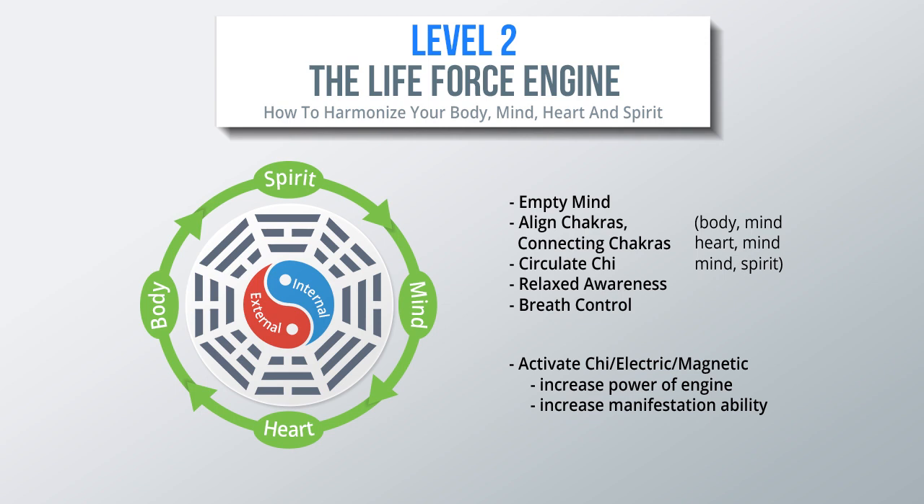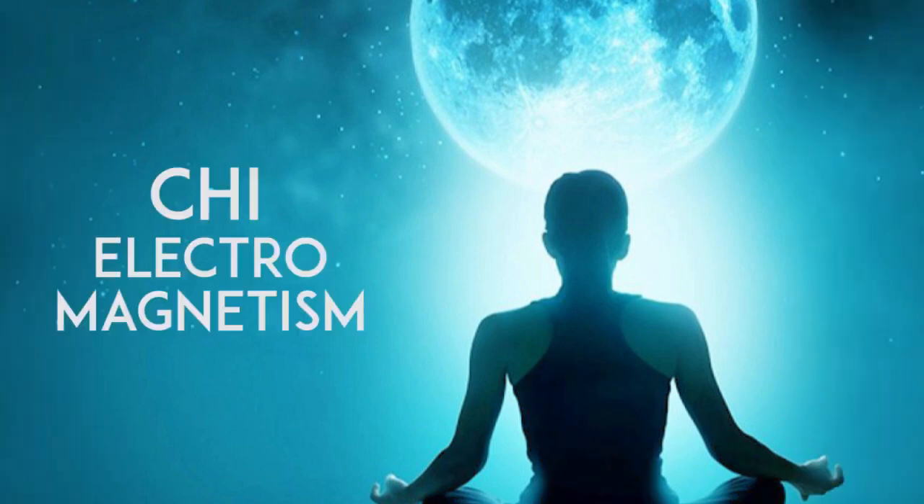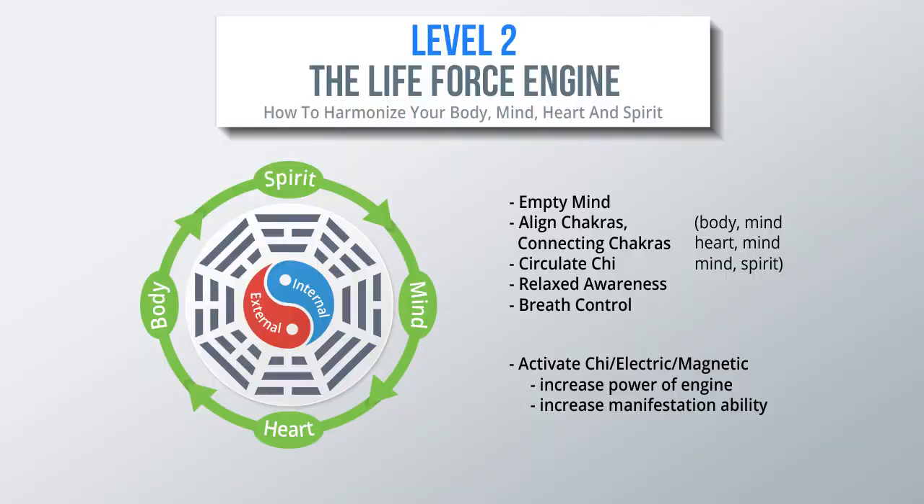So chi, I'm going to show you, is actually based on electromagnetism in your body, and a little bit more than that, but for the most part, it's electromagnetism. So let me show you how to increase the power of your engine and increase your manifestation ability. Because, like I said, you're an antenna, and the stronger the projection of the antenna, the stronger the reach, or the cell phone range, so to speak, of your antenna, then the more power you have towards your manifestation abilities.